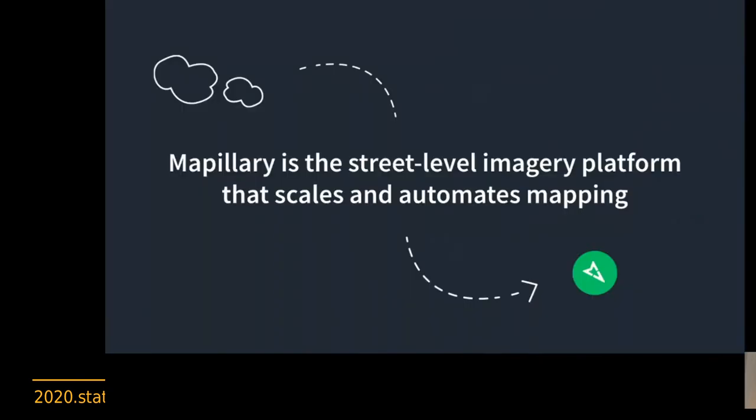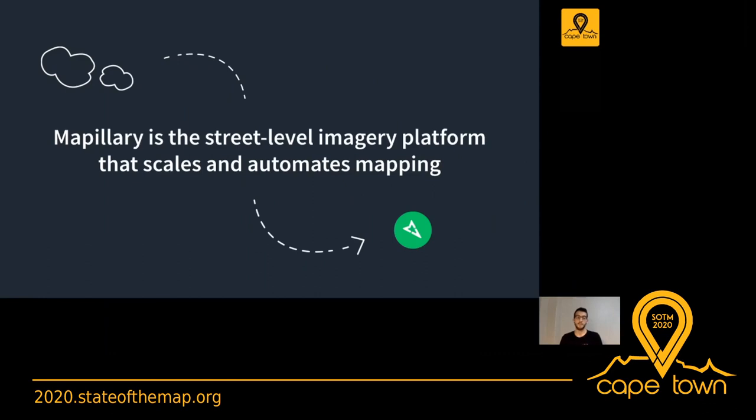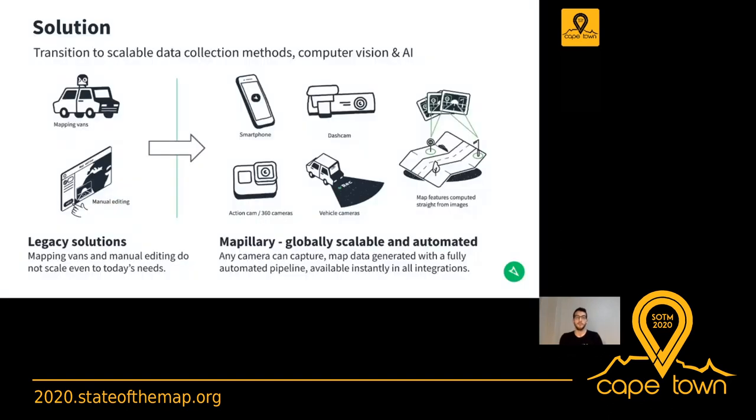Before moving to the topic, I'd like to simply explain what the Mapillary platform is. Mapillary is a street-level imagery platform that scales and automates mapping. Mapillary extracted data still needs human intervention for verification and validation before adding to OpenStreetMap. Mapillary is a scalable way to create map data faster and cheaper than legacy methods, and make this data available for everyone. Key enabling technologies are computer vision and AI.